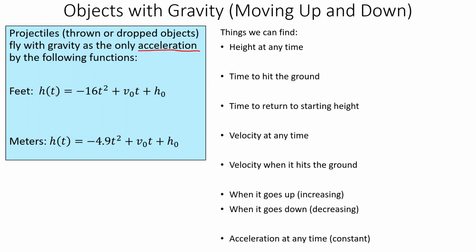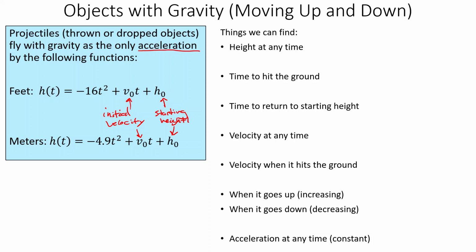Remember, when we're working in feet, we start off with negative 16 t squared because our acceleration is negative 32 feet per second squared. The v0 is our initial velocity. So like if it's dropped, it's 0. It's always just what it's starting with. If it's thrown at a certain velocity, then that's the initial velocity. And the h0 is our starting height, or our initial height. How high off the ground is it when we throw it, things like that.